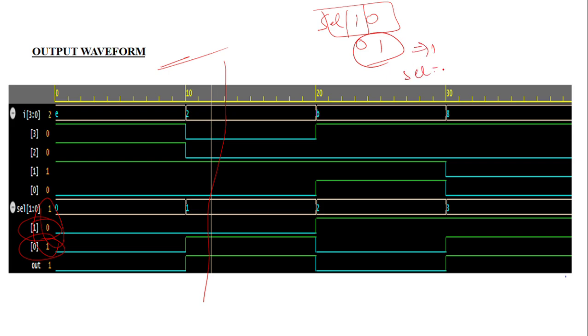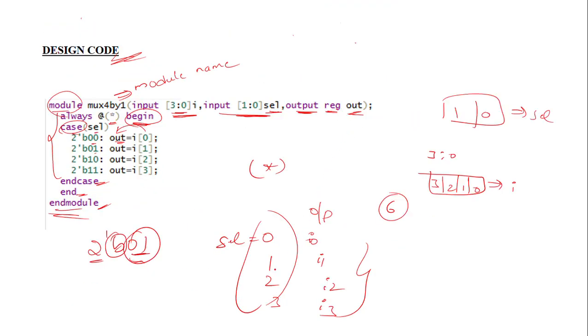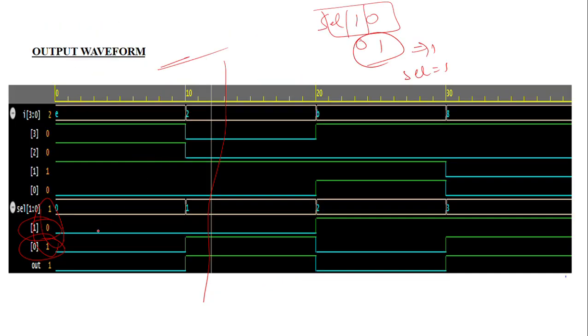Select line is equal to 1 means what is our output? Our output will be I1. Whatever the value in I1, that is assigned to the out variable. Here you can see what is the value of I of 1. It is 1, and this 1 is going to be assigned to the out. So here you can observe the out value is equal to 1. I of 1 is equal to 1. For better understanding, I take all the remaining values as 0 and only I of 1 goes to 1.